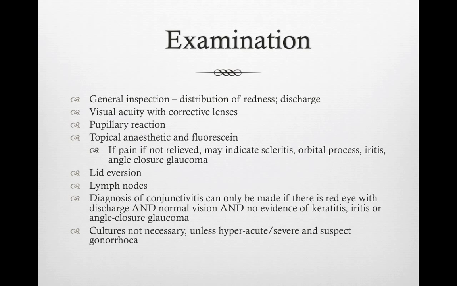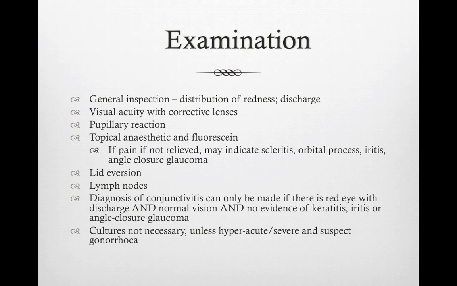On examination, the person with the red eye, obviously we start with our general inspection, so having a look at the actual distribution of the redness in the eye, if it's around just the limbic area, which is probably more of a serious indication that there's something worse than just conjunctivitis going on. If there's any obvious discharge or crusting around the eyelid margins, check the person's visual acuity, and if they wear glasses, check it with their glasses on or with a pin prick, so looking through the pin prick. Check pupillary reaction with a pen torch.